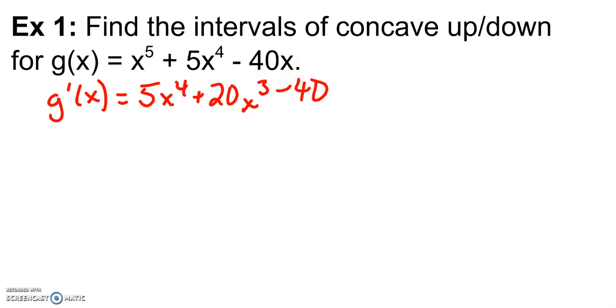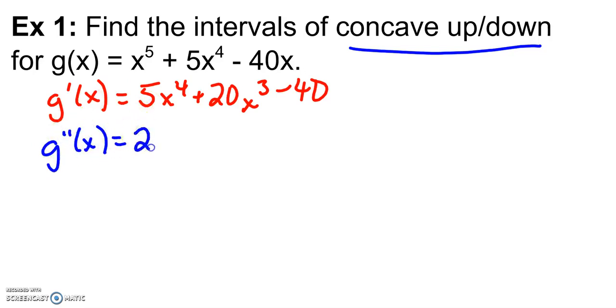But again, because we're finding concave up and concave down, we need to now take the second derivative. So again, going to use the power rule here, multiplying and decreasing our exponent down by 1.